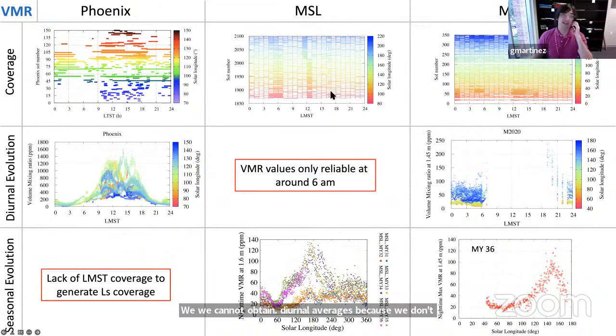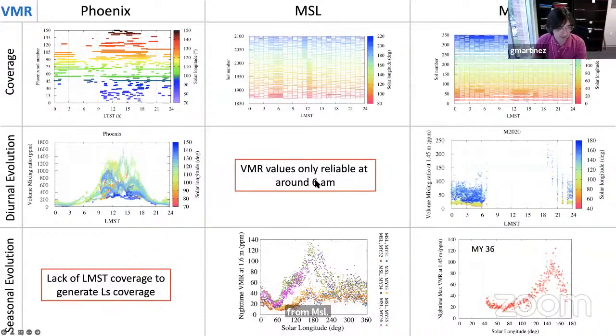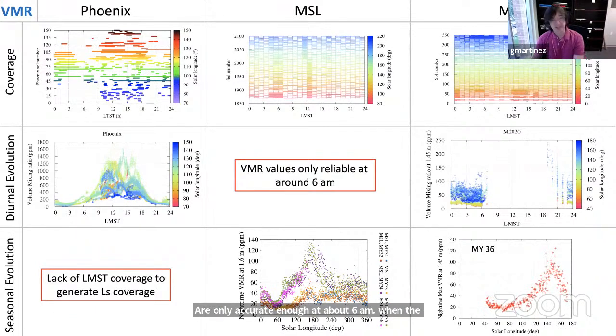Now for MSL, which is in the middle column, it is important to understand that we're not measuring VMR, but estimating it. The VMR values that we can estimate from relative humidity and temperature measurements from MSL are only accurate enough at about 6 a.m., when the accuracy in relative humidity is the highest. So we do not have diurnal information about MSL. We do have seasonal information, but only using the value at 6 a.m.